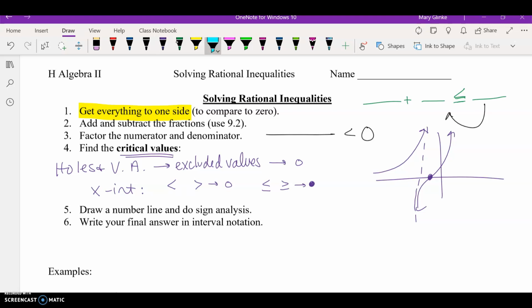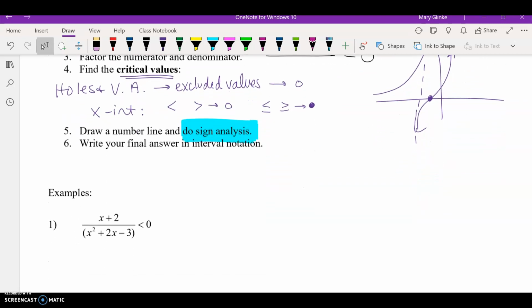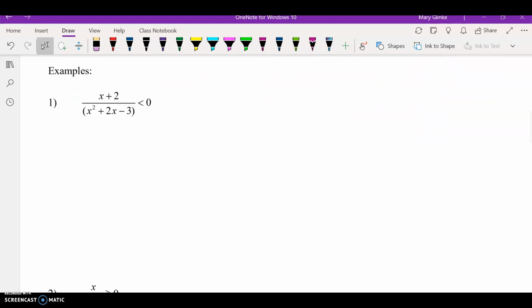Then we're going to draw a number line and do a sign analysis. This might be a new term for you, so we will work through that and write our answer in interval notation following that. So let's try number 1 here. So first of all, everything is all on one side. It is compared to 0, and it's just one fraction already, which is good. We're going to go ahead and factor our denominator. Our critical values are our vertical asymptotes, which in this case would be x equals -3 and +1. And they are also going to be your x-intercept, which in this case is your -2, 0. That's your numerator set equal to 0.